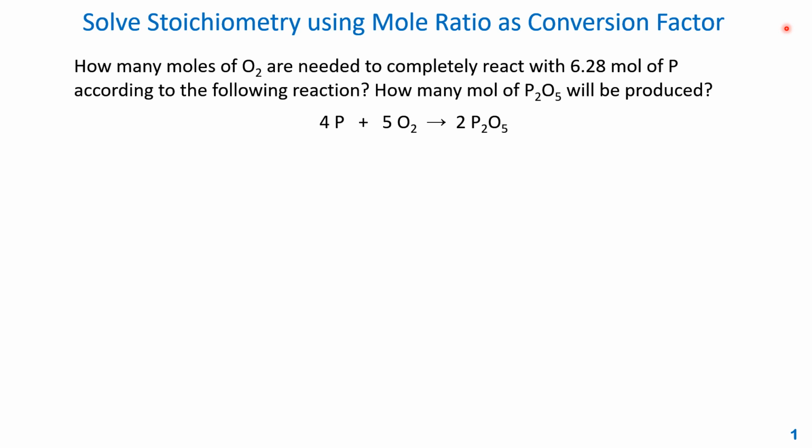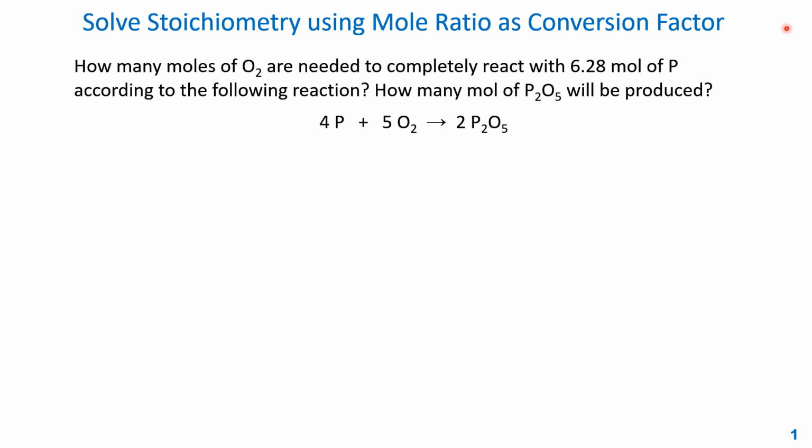Usually the given condition for stoichiometry is the amount of one chemical in the equation, and that chemical could be a reactant or a product. And the unit of the given amount could be number of molecules, moles, or mass in grams. And today I will show you two different ways to solve stoichiometry.